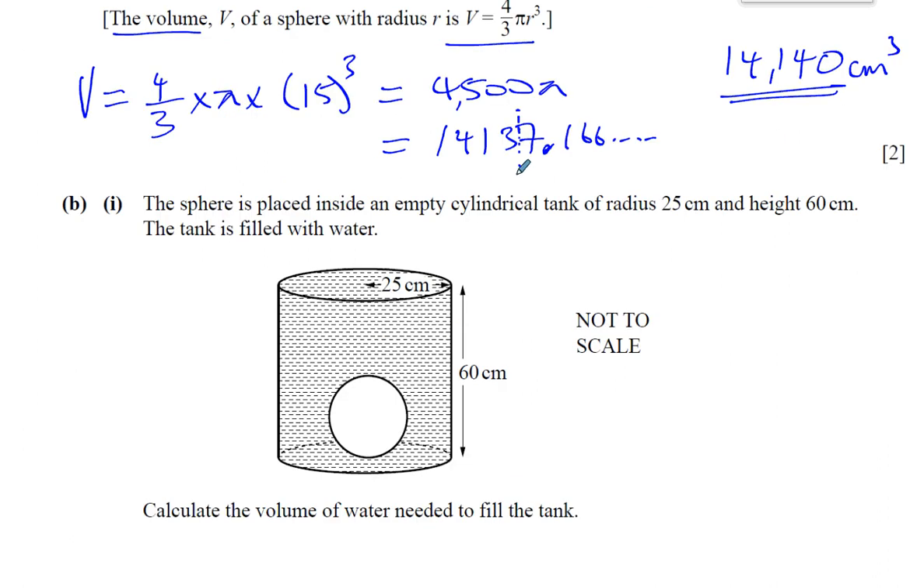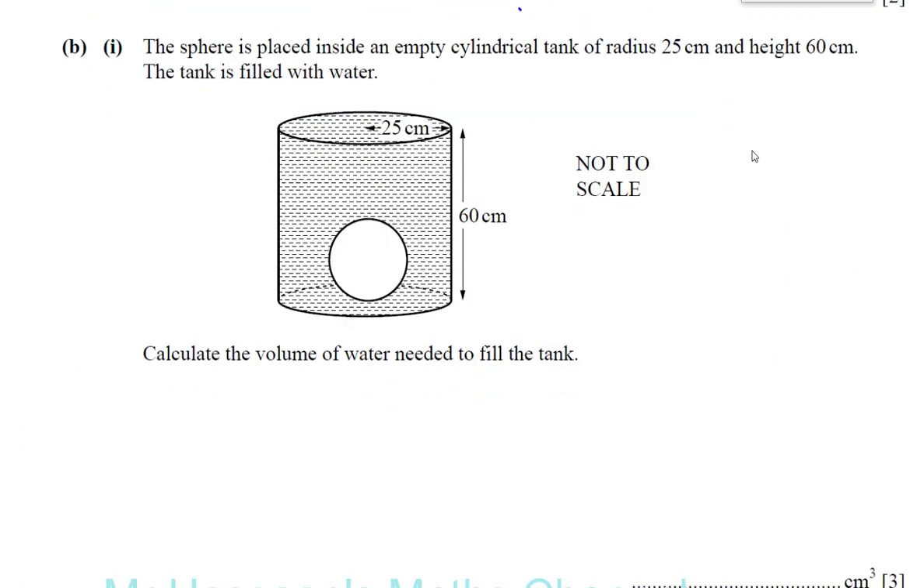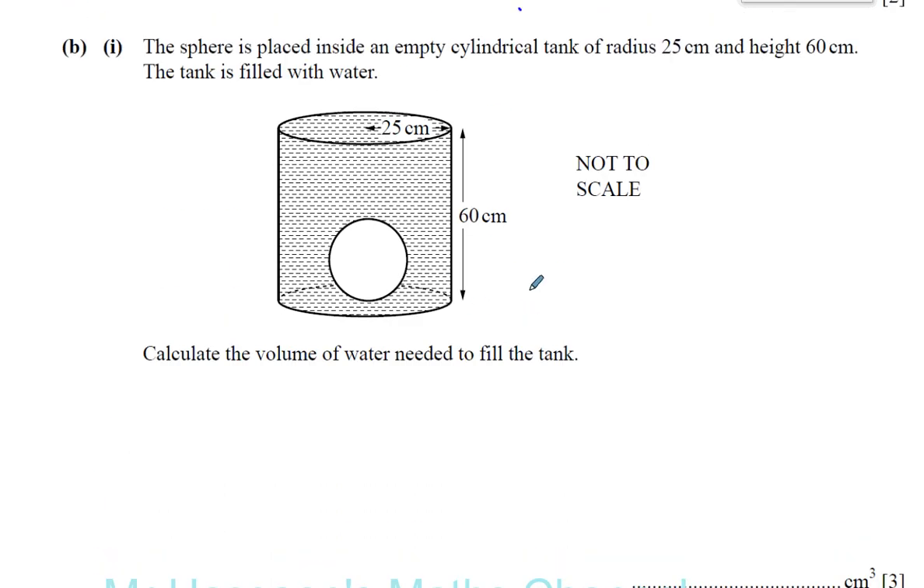Now part B. It says a sphere is placed inside an empty cylindrical tank of radius 25 centimeters and height 60 centimeters. The tank is filled with water. Calculate the volume of water needed to fill the tank. Well, the volume of water needed to fill the tank is going to be the volume of the cylinder minus the volume of the sphere, because the sphere is taking the place of the water that would have filled the tank. That's the volume of water needed to fill the tank with the sphere in it. Obviously, that's what they mean, because the sphere is already placed inside there.